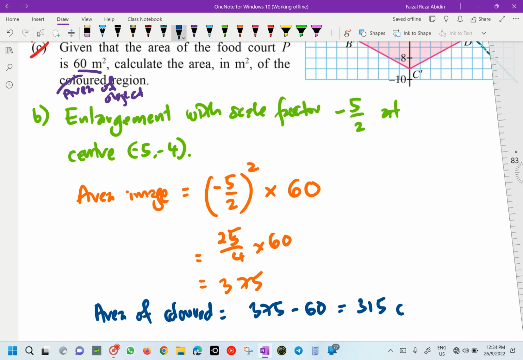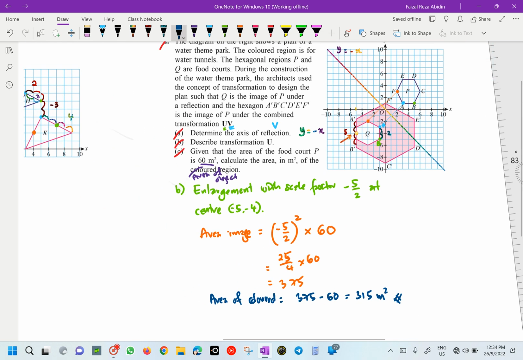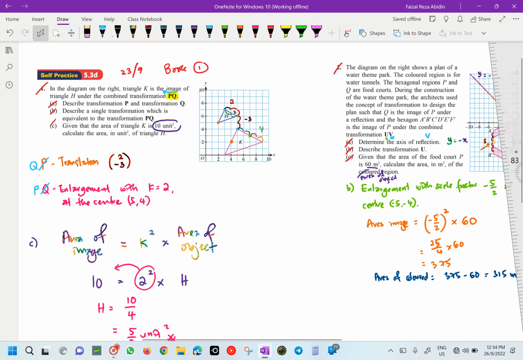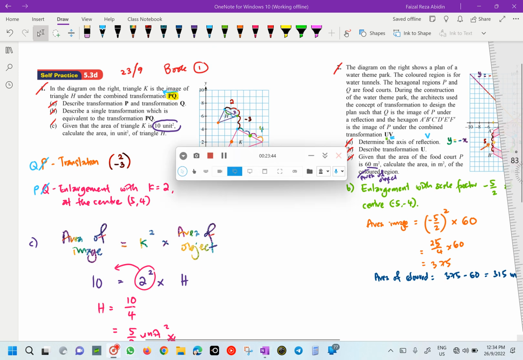The unit is meter square. Can, girls? Okay. Thank you. Done. Okay, stop first.